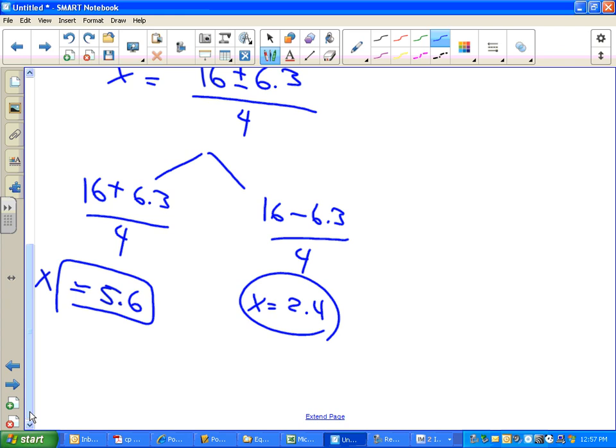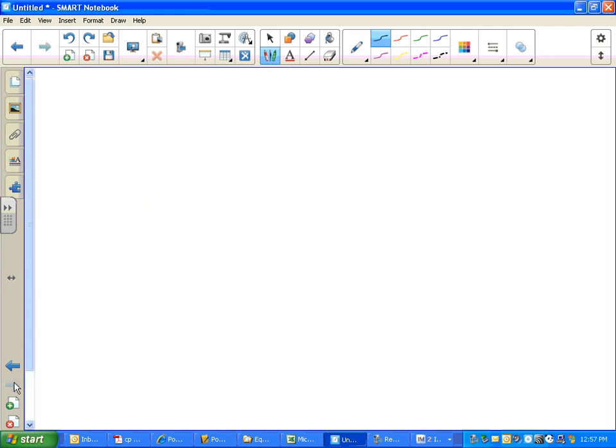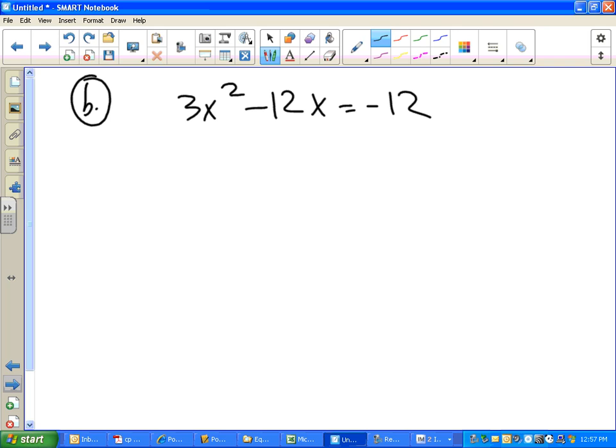Let's do another one. I'm going to go a little bit faster. Let's look at B. 3x squared minus 12x equals negative 12. Is it in the correct form right now? Ax squared plus bx plus c equals 0. Now, to get it in the right form, I need to bring the 12 over. So I add 12 to both sides.